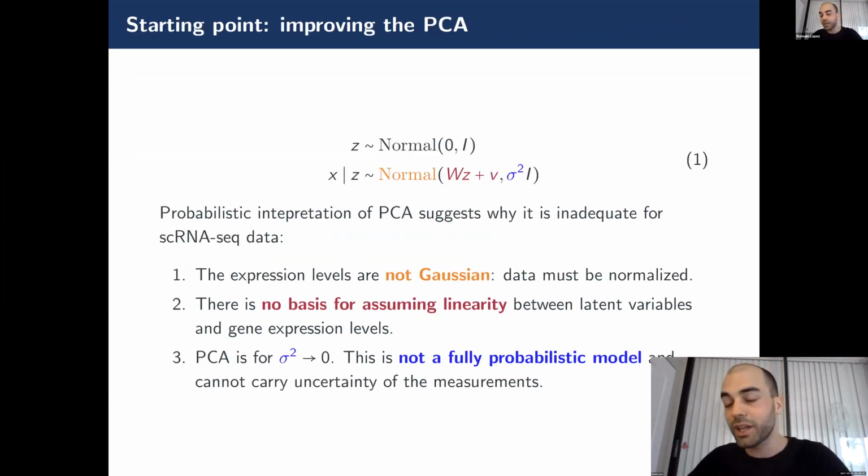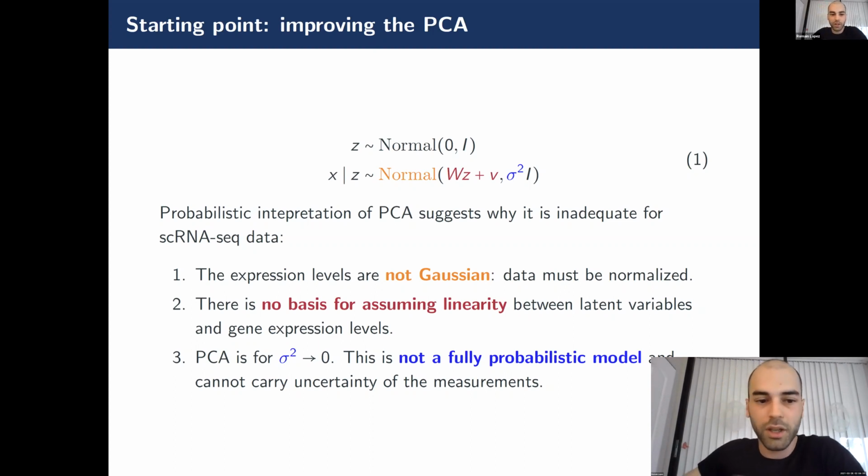Where things start is looking at the PCA. What I write in equation 1 here is a generative model for probabilistic PCA. And you can already see how you can improve this type of model. The first thing I write is that marginally, P of X is a Gaussian distribution when you integrate out Z. And we know that the expression levels are not quite Gaussian. So if we would like to fit this model, we need to normalize the data, etc., which we would like to avoid somehow. And the way we can do this is replacing it with a count distribution and applying some specific inference.